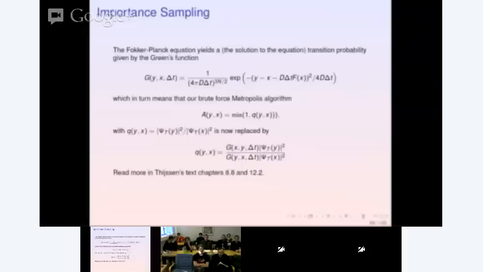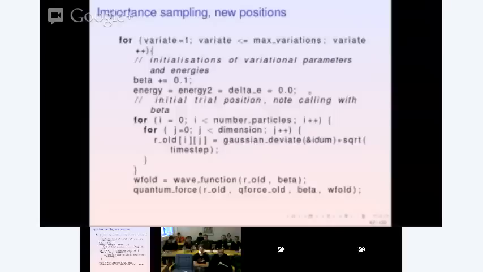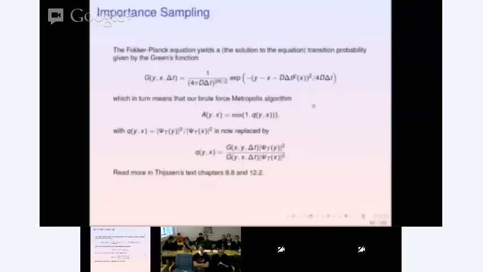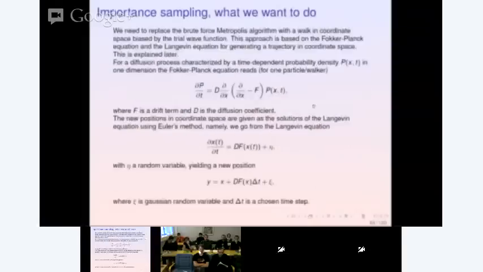Now, the question is, how does this change our program? So let's have a look more at the way the code is functioning here. Let me just explain a little bit what I'm doing. In the program package, there is a random number generator for Gaussian deviates. So what I'm doing now is plugging in this Langevin equation, which allows me to determine the next point.